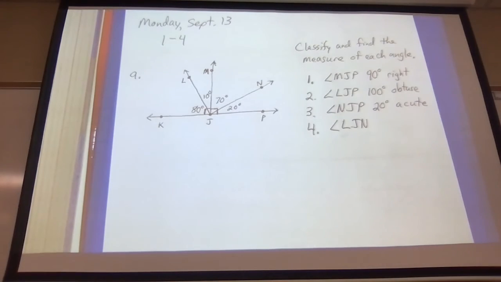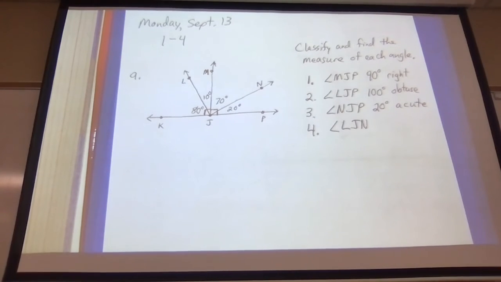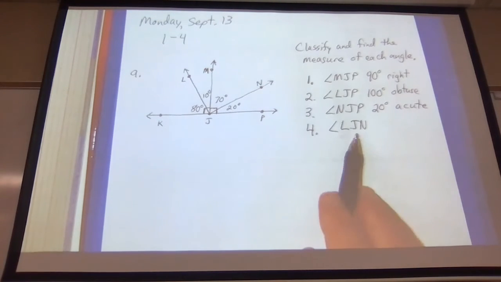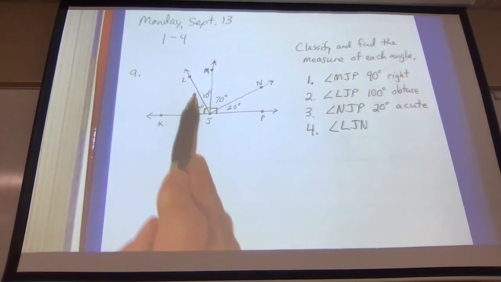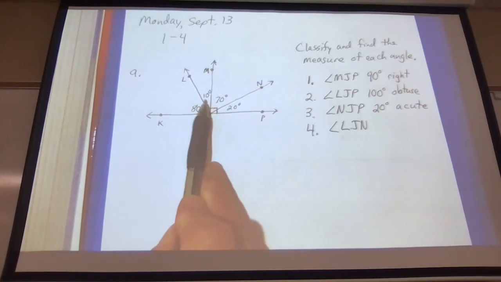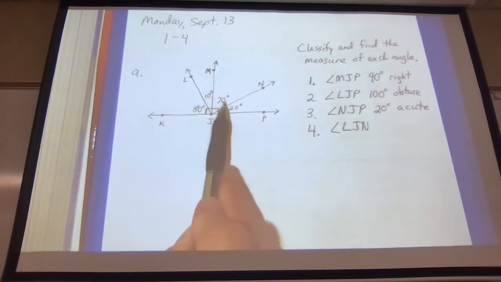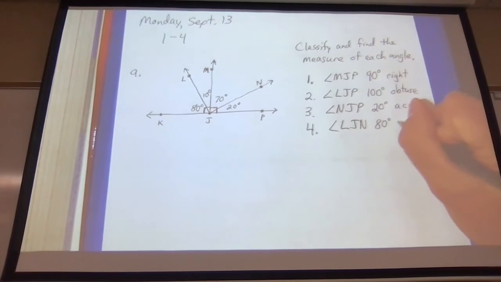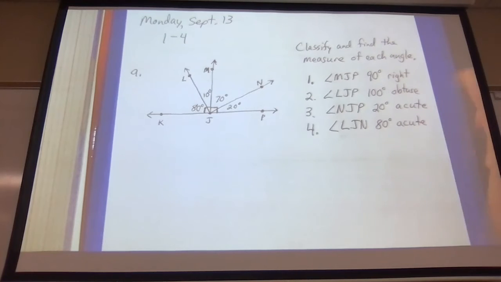Okay, a lot of these are looking good. Anybody want more time to finish this one? Okay, we want angle LJN. That's going to start at L, come down to J, extend through N. That's that angle right there. That's the 10 and the 70 put together. 10 plus 70 is 80 degrees. 80 degrees is less than 90, so that's acute. Any questions on how we got 80 and acute for that? Okay. Does anybody need to see another one? We're picking angles out of the picture.